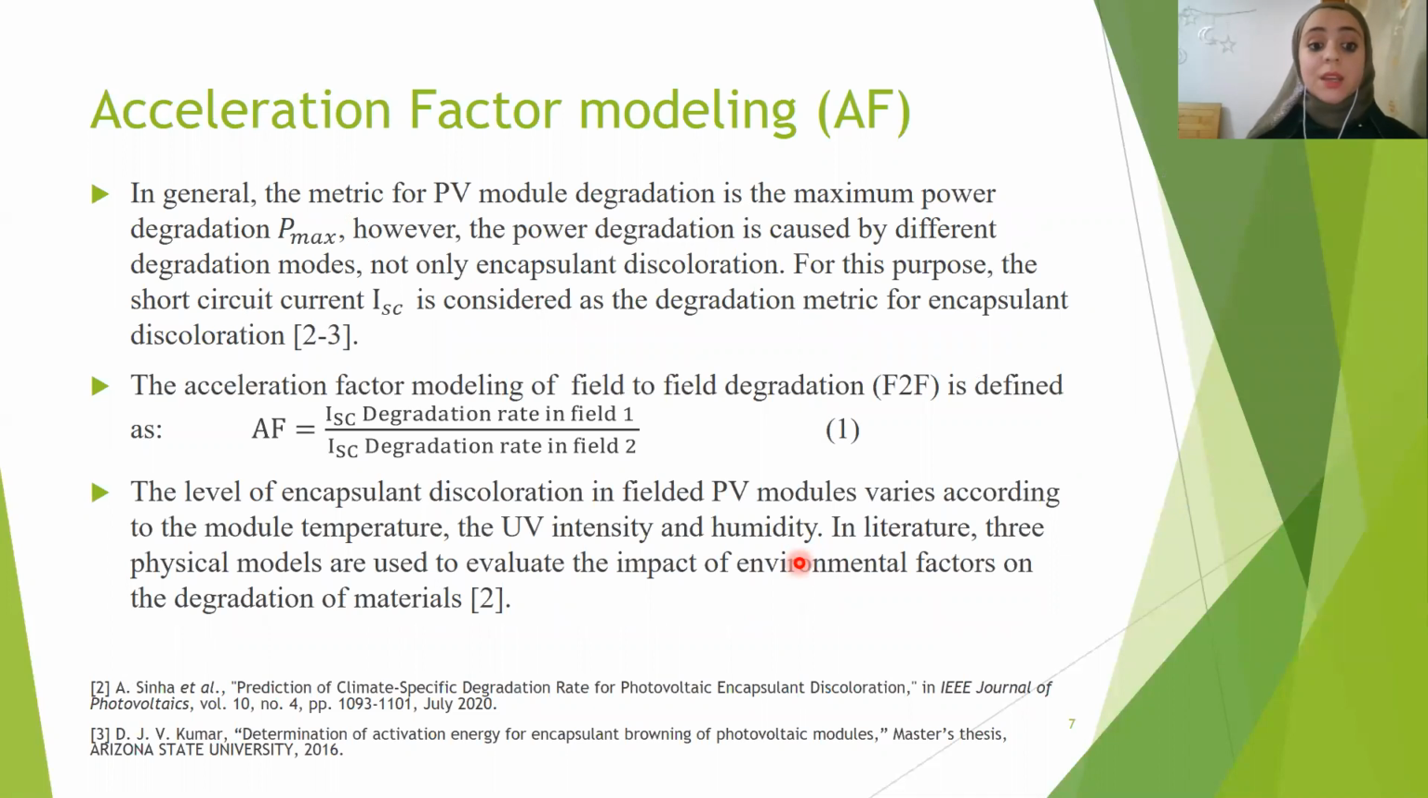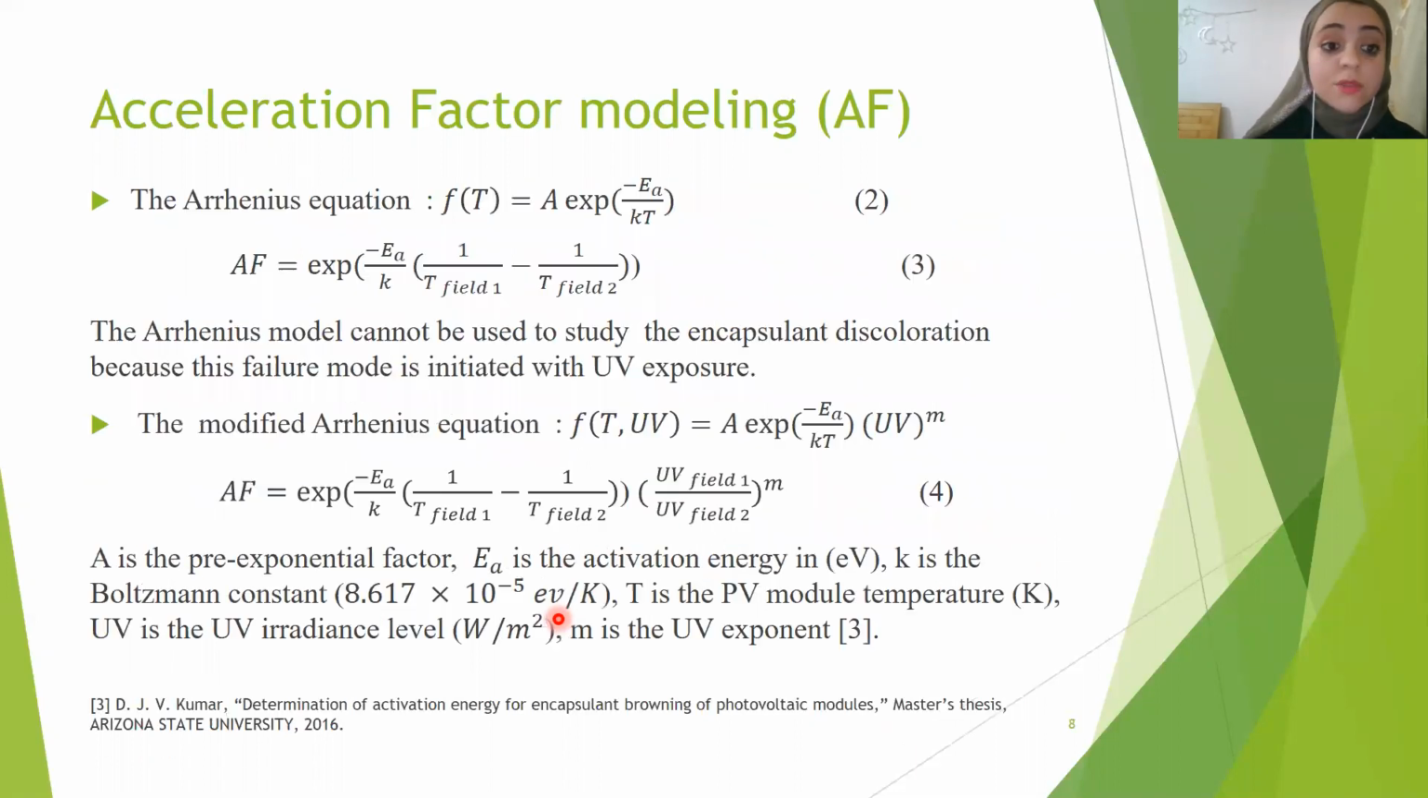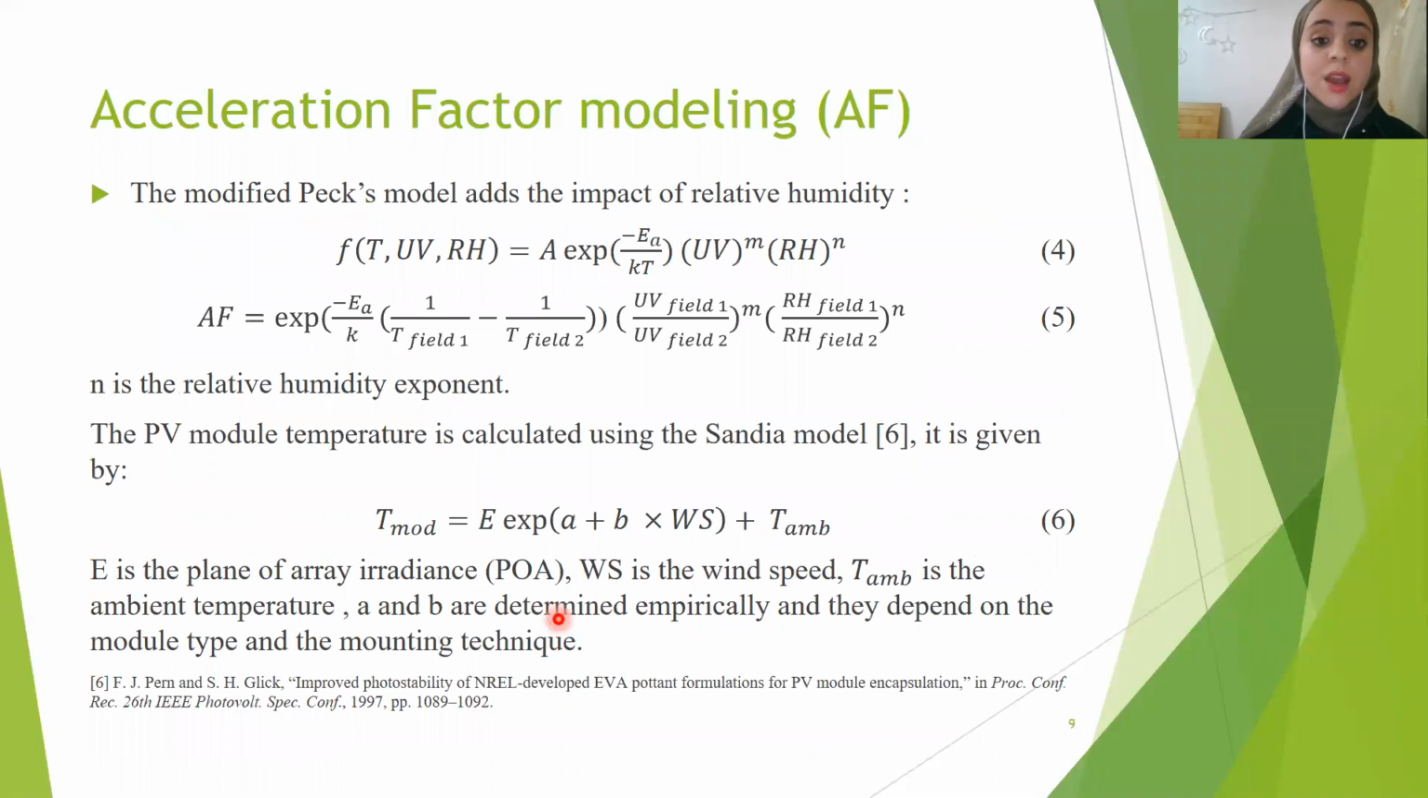In general, the acceleration factor for encapsulant browning is determined by this equation, which is equal to the I short circuit degradation rate in field 1 over the I short circuit degradation rate in field 2, where one field is considered to be accelerated with respect to the other. The parameters which affect the encapsulant browning are the UV intensity, the humidity, and the ambient temperature. There are three physical models. We have the Arrhenius equation, which depends on the temperature, the modified Arrhenius equation, which depends on temperature and UV irradiance, and we have the PEX model, which depends on temperature, UV, and relative humidity.